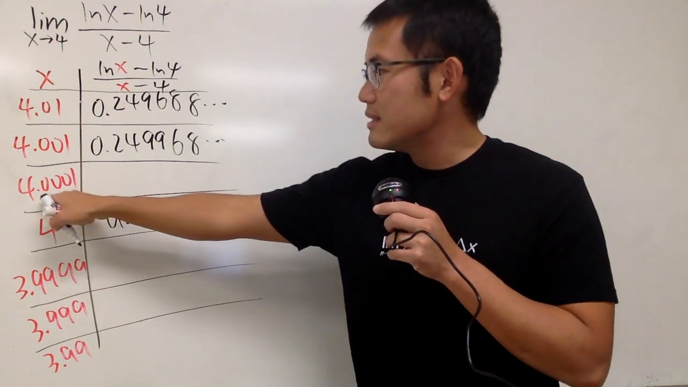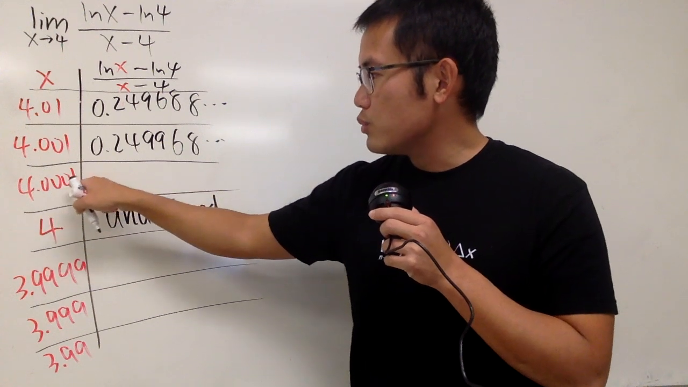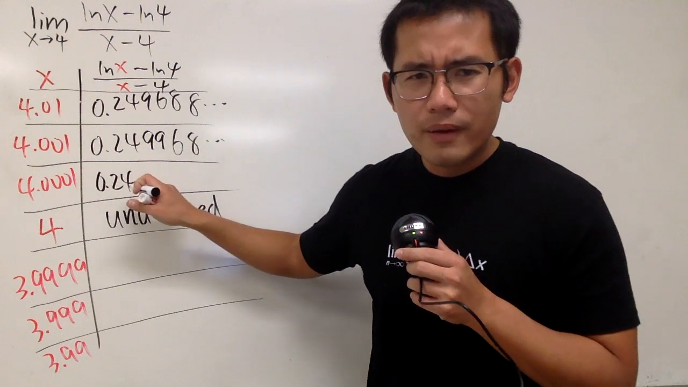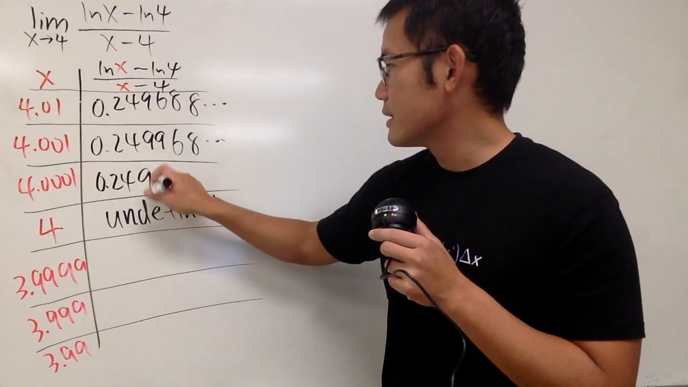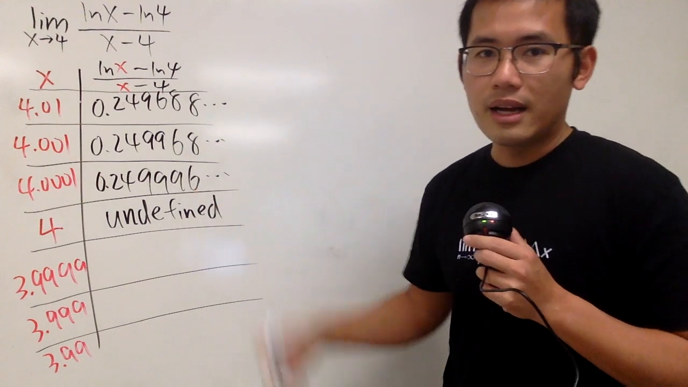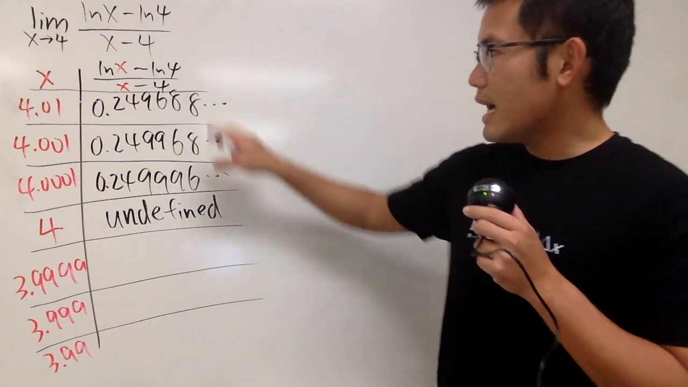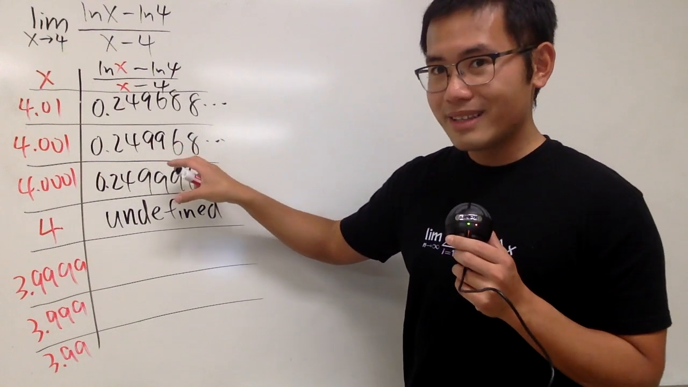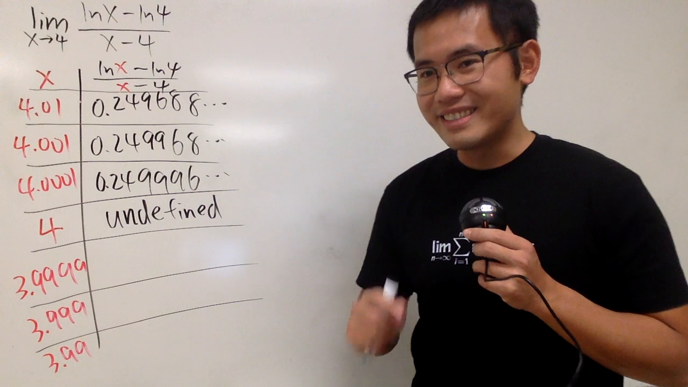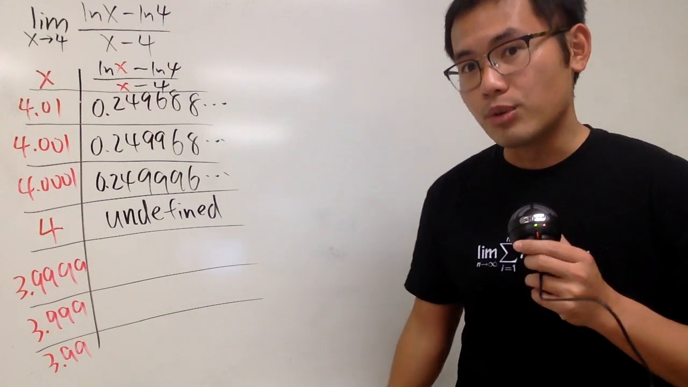And when x is 4.0001, we actually end up with 0.249996. And again, I'm not rounding, so I'll just cut it off right here, and there are a lot of more numbers. Notice that all these numbers are approaching what? Very close to 0.25, isn't it? And yes, they are approaching 0.25.